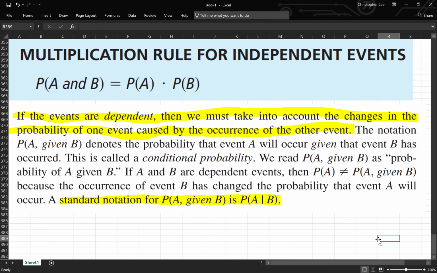A standard notation for probability of A given B is the probability of A given B. On your formula sheet, it's written as A/B, right? But it means A given B, all right?